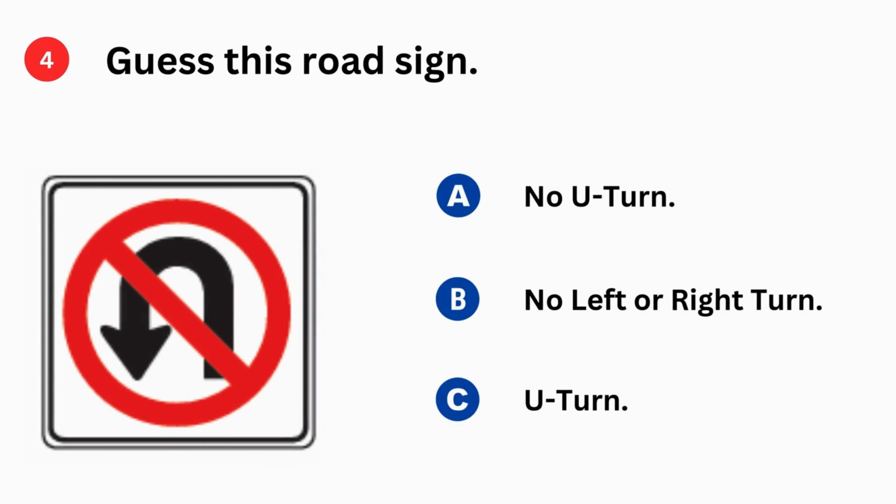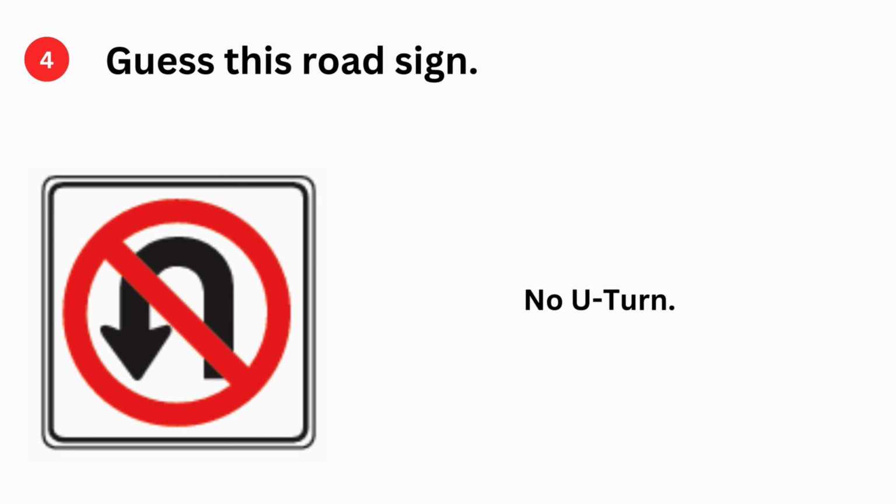Guess this road sign. A. No U-turn. B. No left or right turn. C. U-turn. Good call. It is the no U-turn sign.